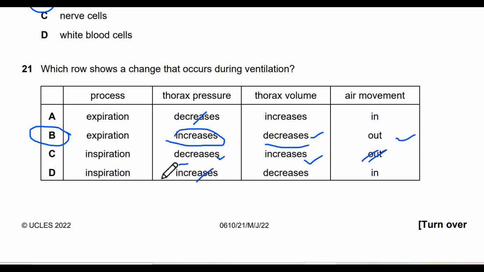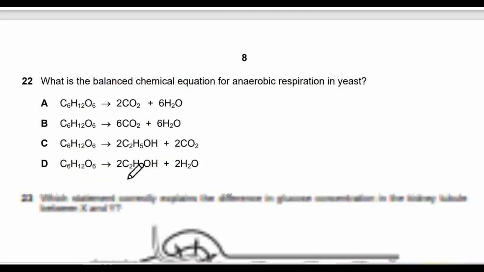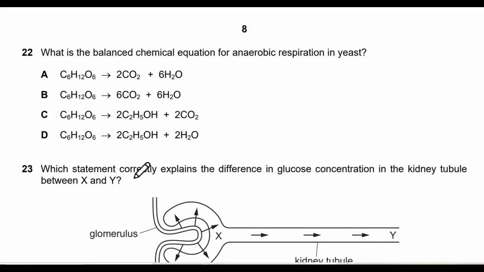Okay, now let's move on to question 22. What is the balanced chemical equation for anaerobic respiration in yeast? We have to remember yeast produce alcohol, so we have to choose the one that produces alcohol. And alcohol with what? We have to remember that for yeast, alcohol comes with carbon dioxide. So it should be C for 22.